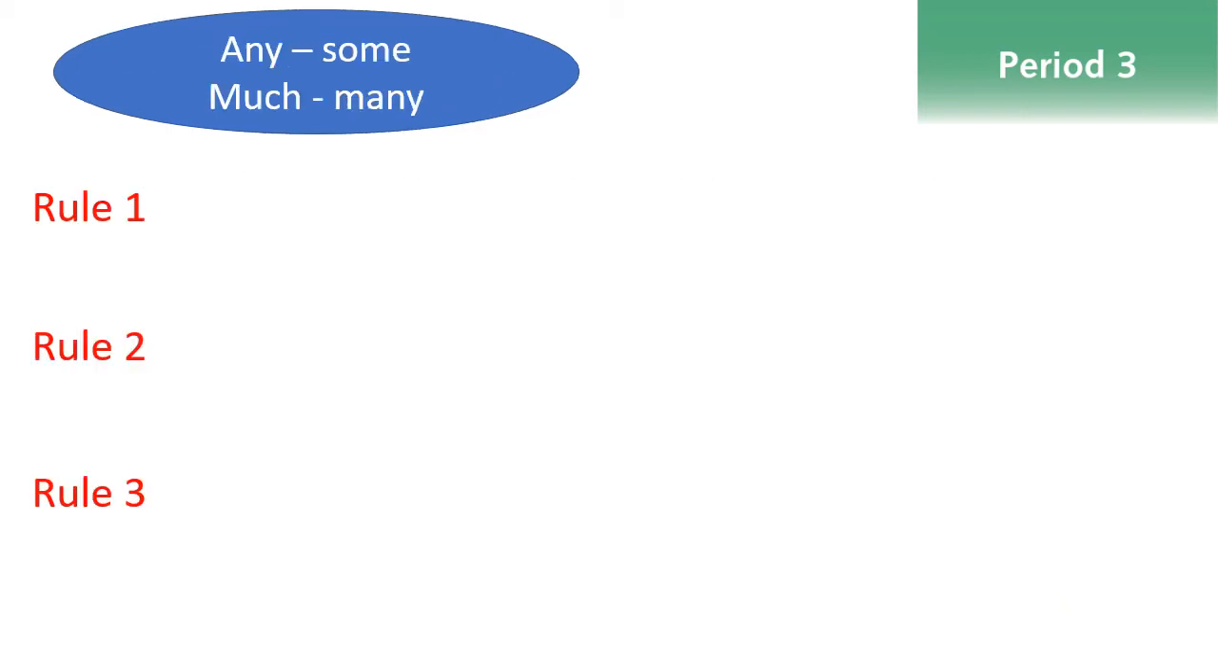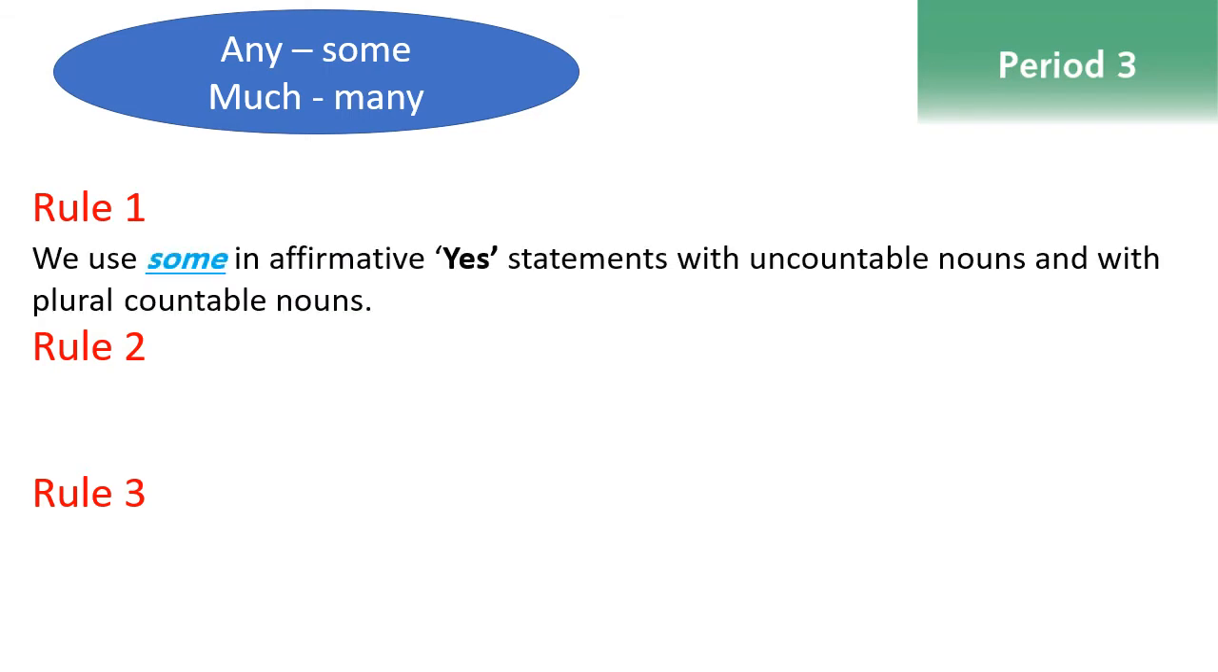Thank you very much. Now we have some rules. Rule number one says, we use some in affirmative sentences. We use the word some for affirmative or positive sentences. So what do affirmative sentences mean? Those that do not have a negative.